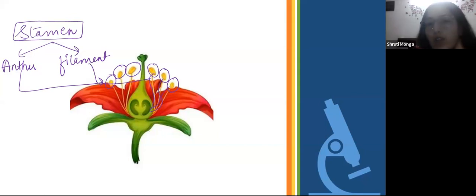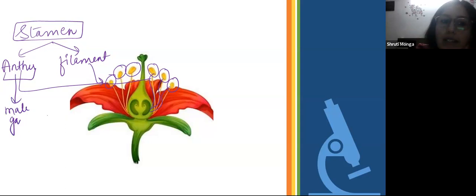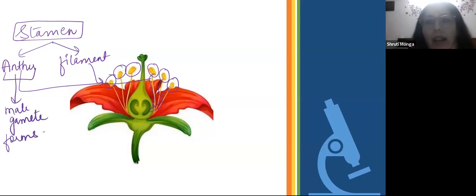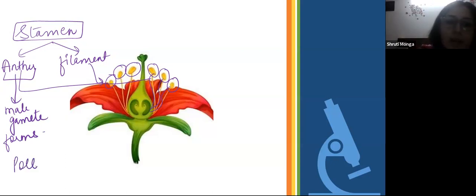Slender thread-like structures. So where is the male gamete formed in a flower? It is inside the anther. So the male gamete is formed inside the anther. Inside the anther there are pollen grains. I'm writing it here. Pollen grains are known as the male gametophyte.